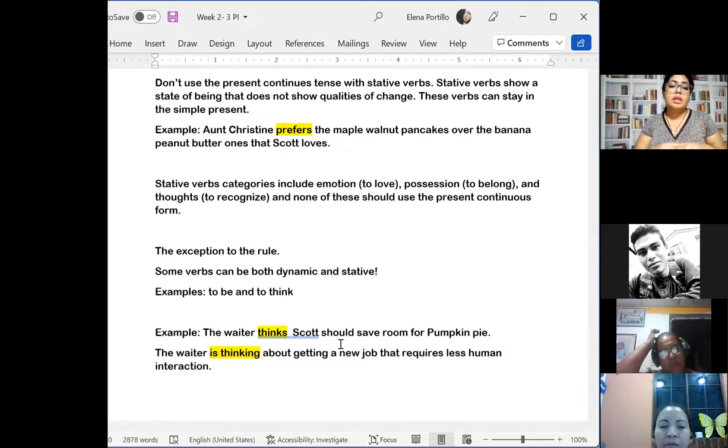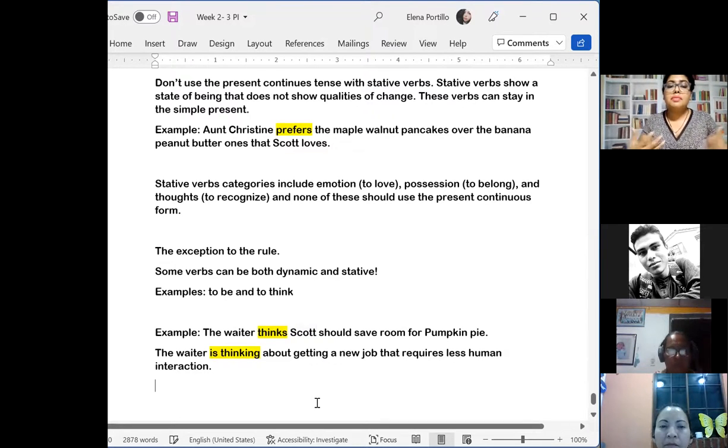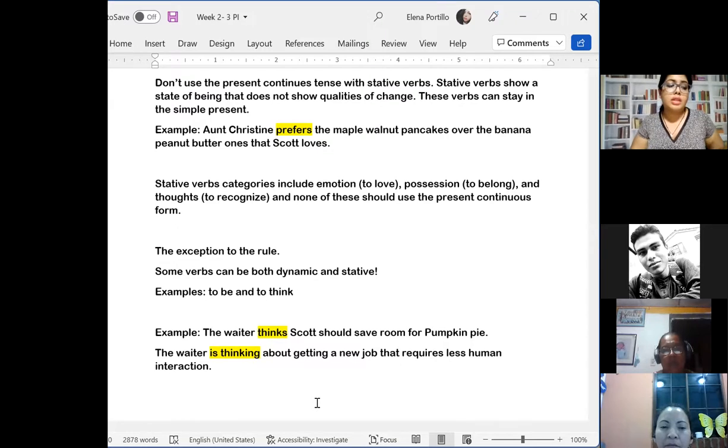And that's the difference. The first one is not an action because he is just doing some action in his mind. And in the next one he is considering something. So that is the action and we can do it like this.